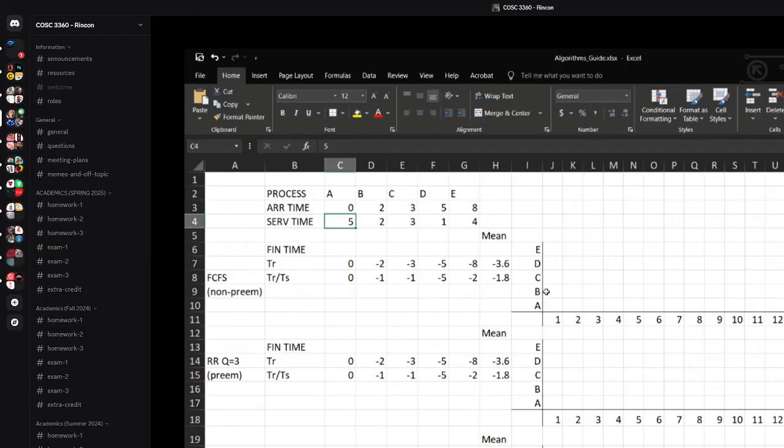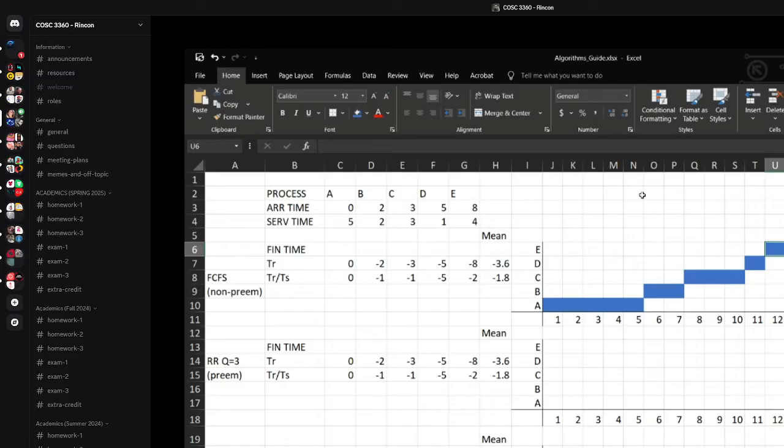For first come first serve, all we have to do is just that: first come, first serve. A comes first, and it has a service time of 5. I'm going to drag this and make it blue in this case, and it's going to serve 5 times. Next, since B comes next, and it has a service time of 2, we serve 2. C arrives next with a service time of 3, so we serve 3. Then D serves 1, and E serves 4 times, just like so.